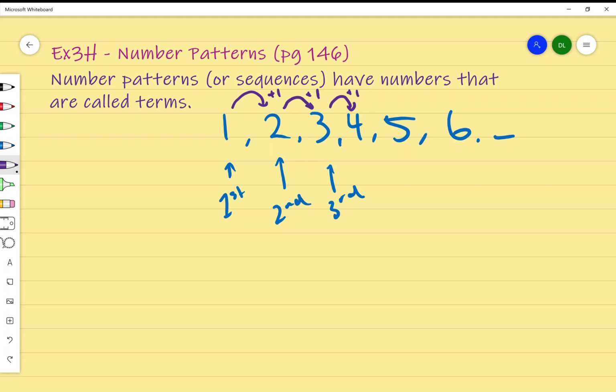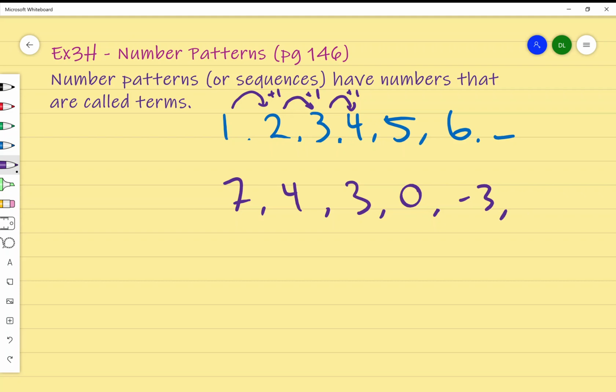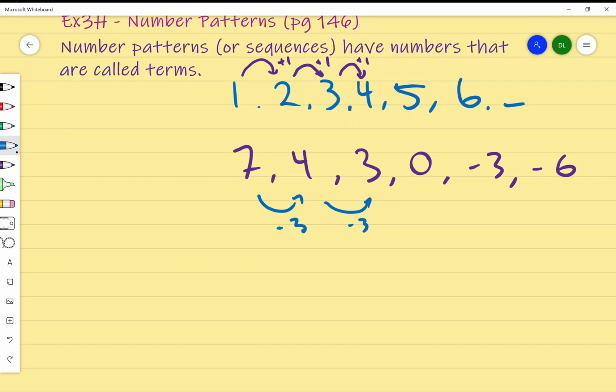I'm going to give you guys a different pattern now. Let's say I go with 7, 4, 3, 0, -3, and then what's the next number? How'd you guys do that? What's the common difference? Henry? -3, awesome. So every time we go down, we're minusing 3. And that's what we call a common difference. So I want you guys to write this down. Common difference. That's one of the types we're going to be working with today.